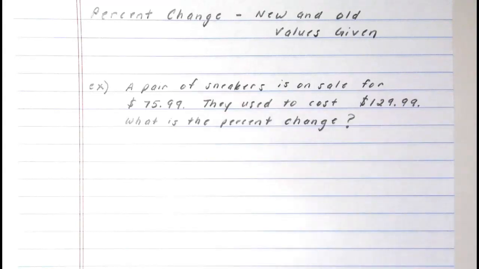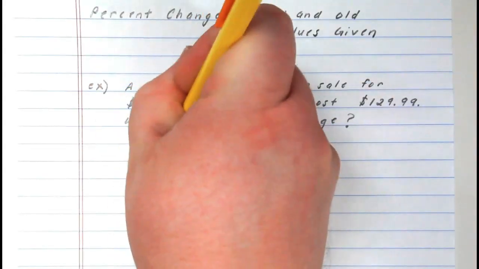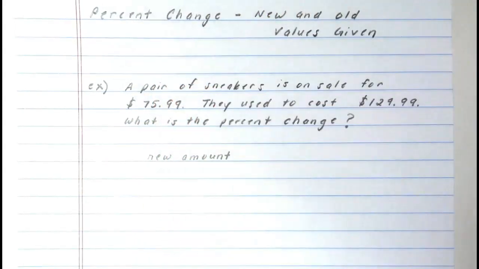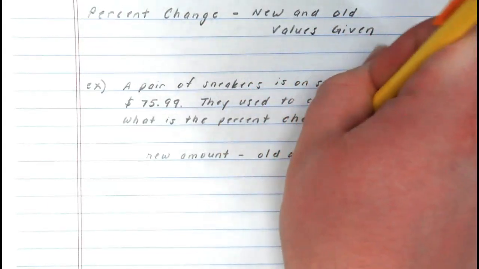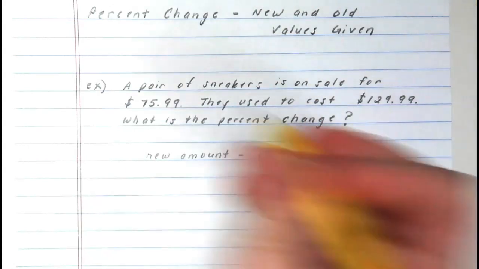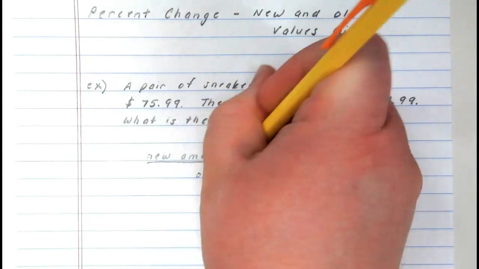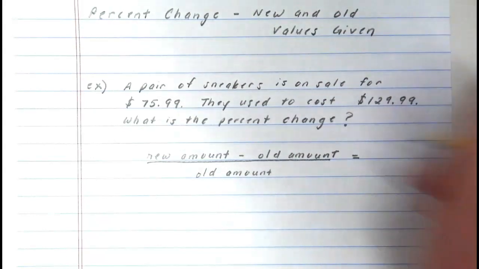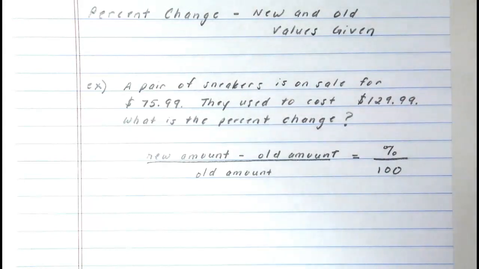So the first thing we need to remember is the percent change formula. And that is the new amount minus the old amount over the old amount. And that will equal our percent over 100.